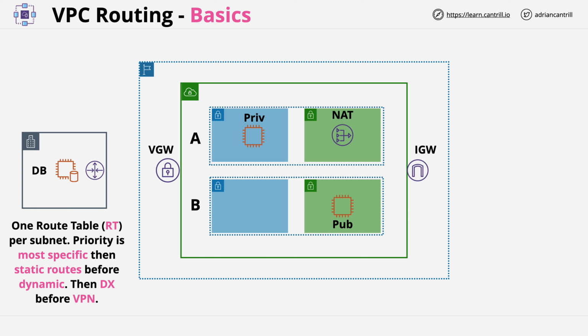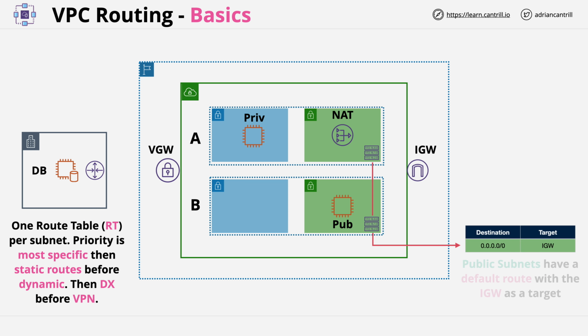On the public subnet we have a route table which uses a default route of 0.0.0.0/0 and a target of the internet gateway. And this means that any traffic not identified by any other route is forwarded to the internet gateway. Now, assuming that both the NAT gateway and the public instance both have public IP version 4 addresses, this means that their data goes out via the internet gateway.